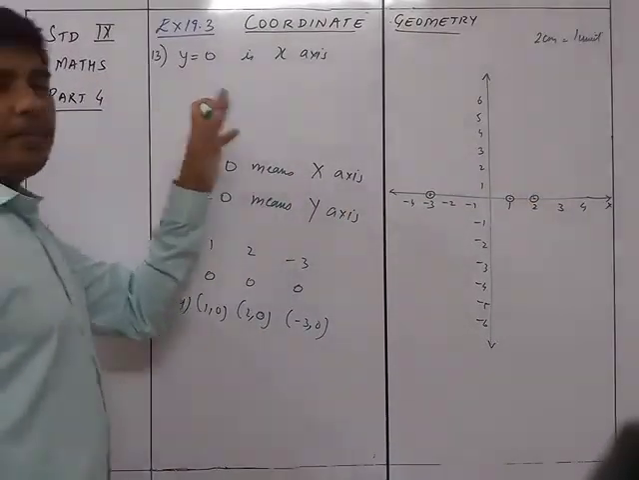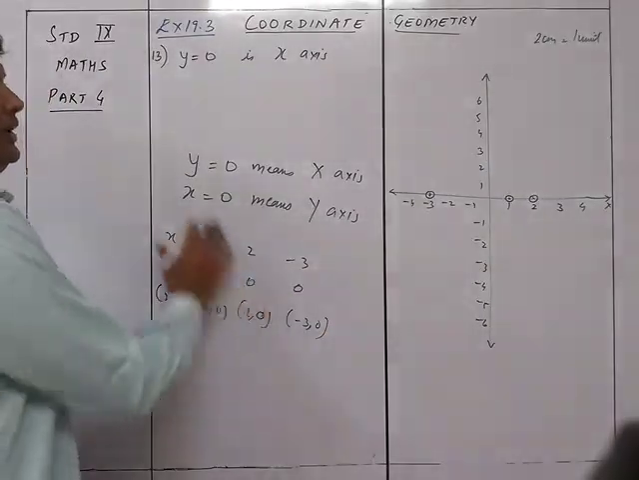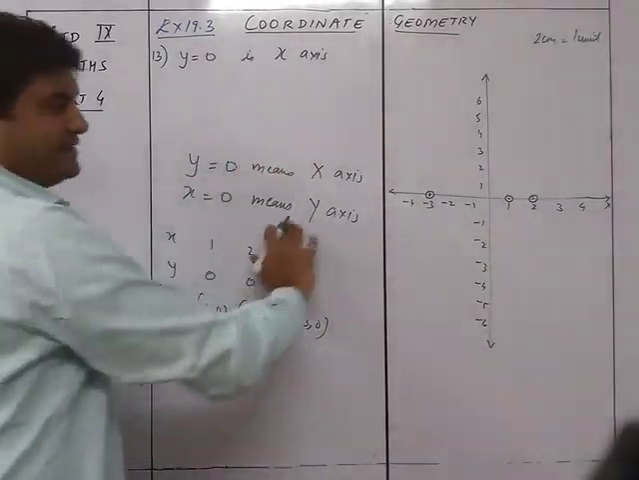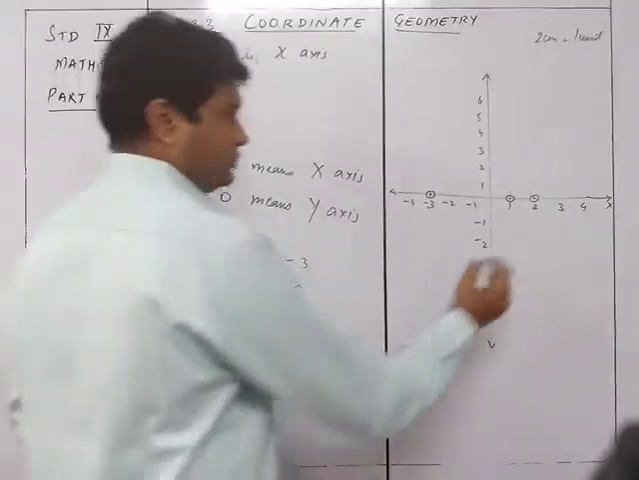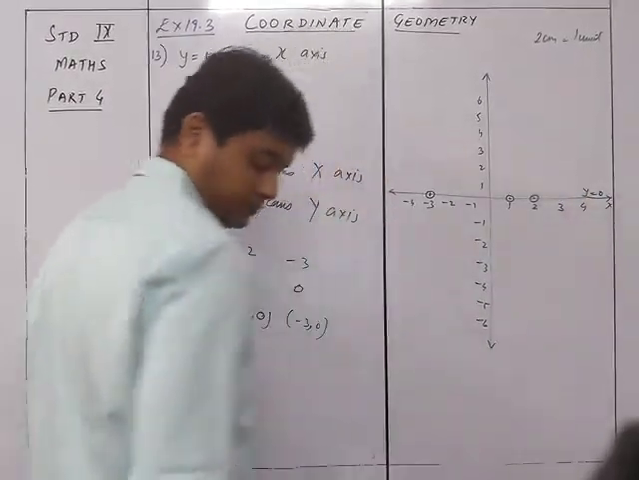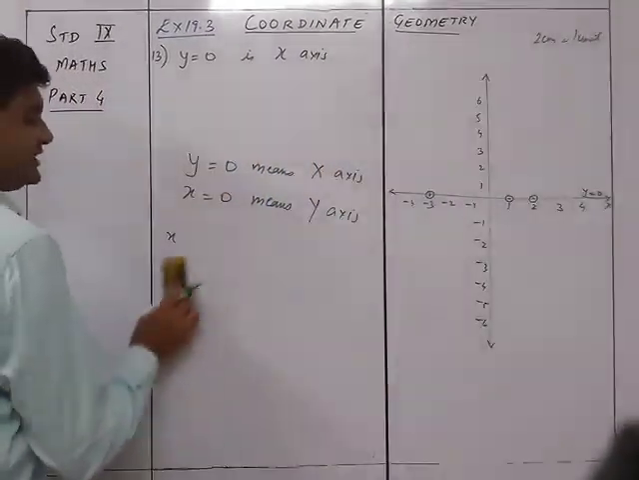Okay. So always remember, you don't need to draw this thing at all. When y is equal to 0, it is the x-axis. So this is the first line. The first line is y is equal to 0. Then we see the next line.